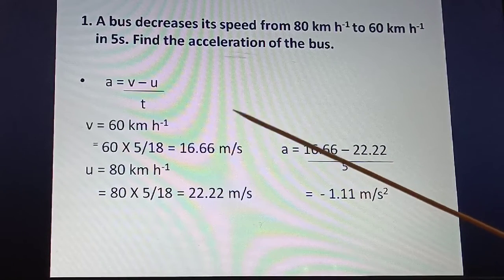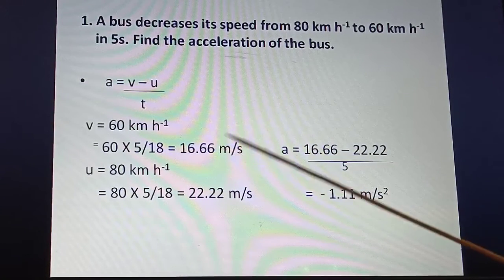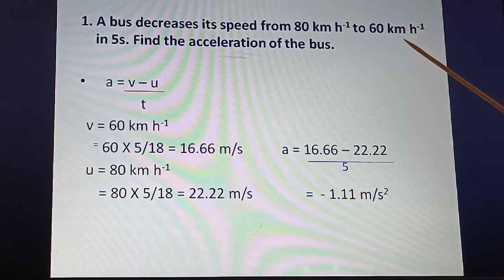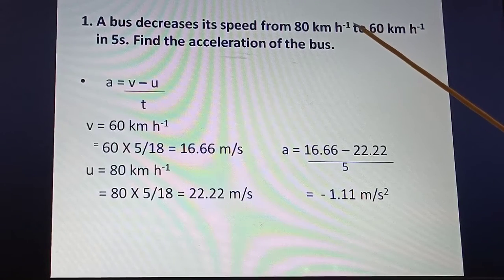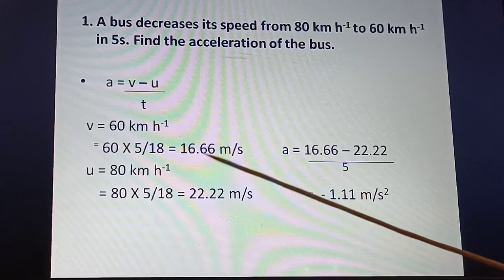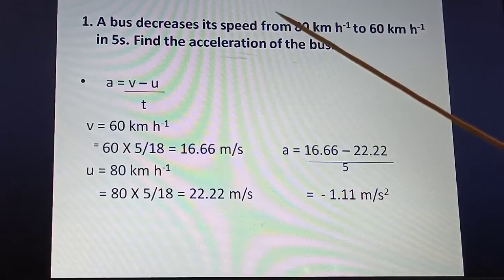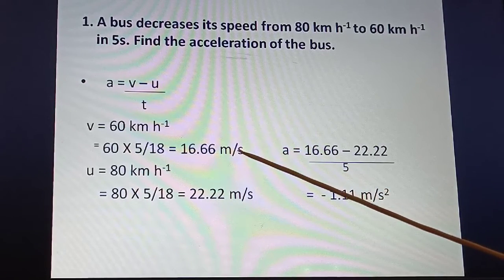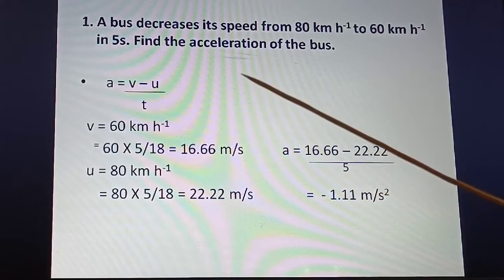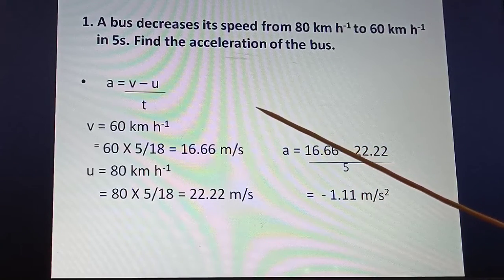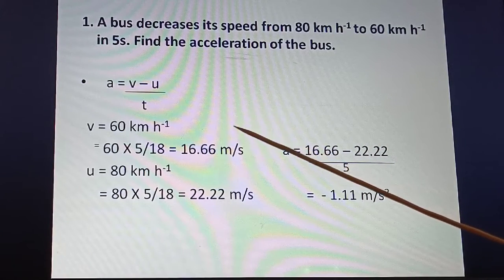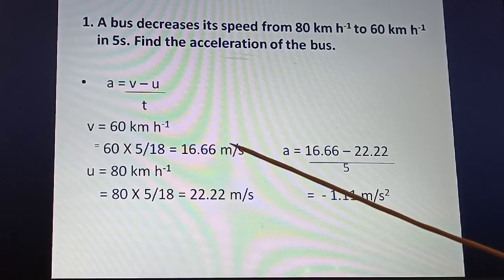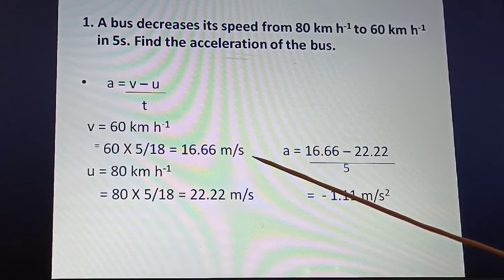Now if you see the acceleration formula, V minus U, that is the final velocity minus initial velocity, upon time. So what is the final velocity here? It is 60 km per hour. The starting speed is 80 km per hour, so that will be the initial velocity, that is U. So V is 60 km per hour. Since it is given in kilometer per hour, we have to convert into meter per second. We need meter per second, isn't it? So whenever you have to convert kilometer per hour to meter per second, you have to multiply with 5 by 18. So 60 into 5 by 18 is equal to 16.66 meter per second.